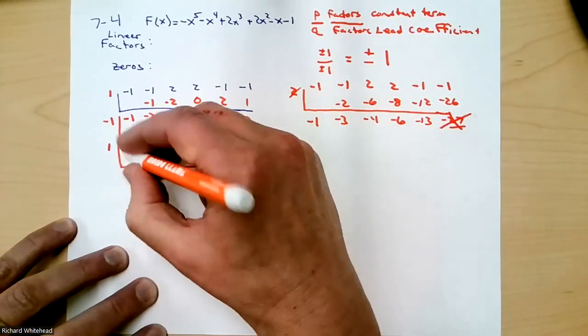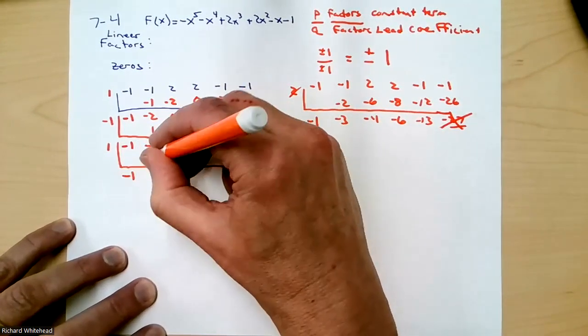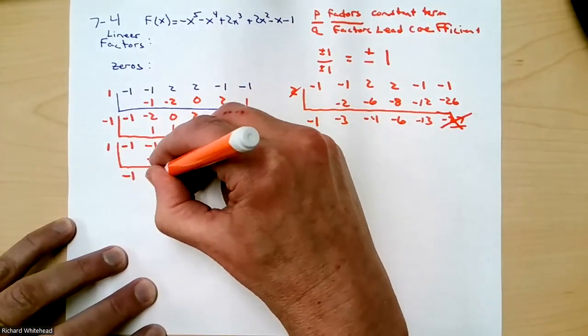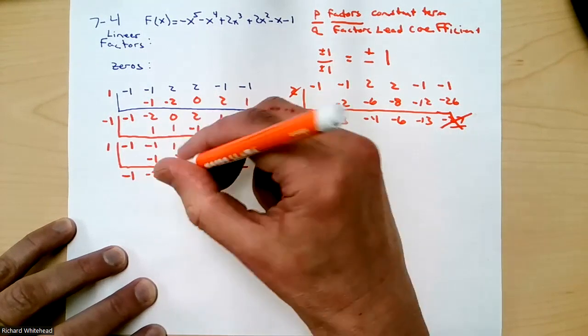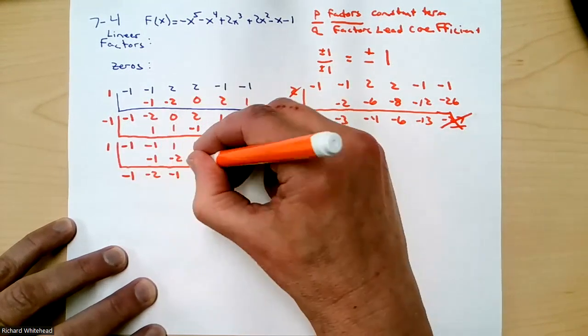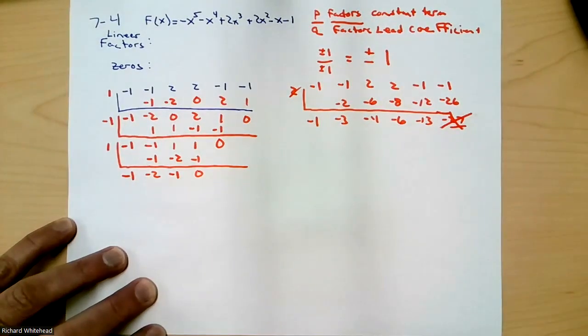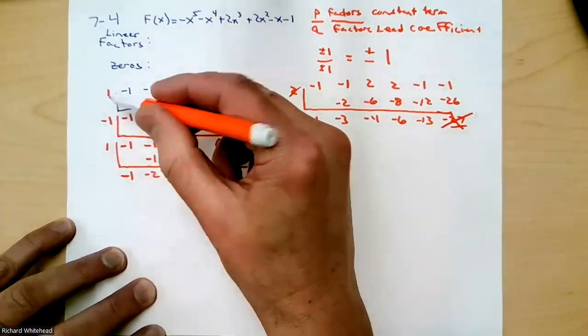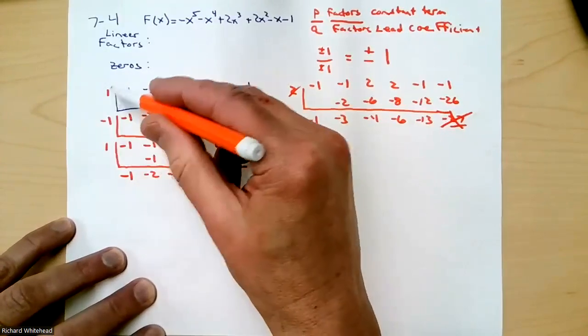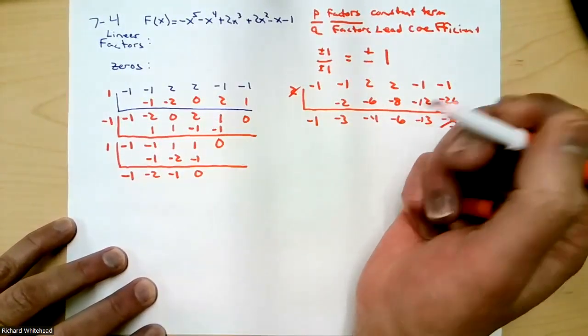I don't know. Let's try 1 again. Let's see if 1 works again. 1, -1, 1, blah, blah, -1, -2, -2, -1, 1 times -1. Oh, what do you know? That worked also. So 1 is repeated already. So that means 1 has a multiplicity. It's repeated more than once.